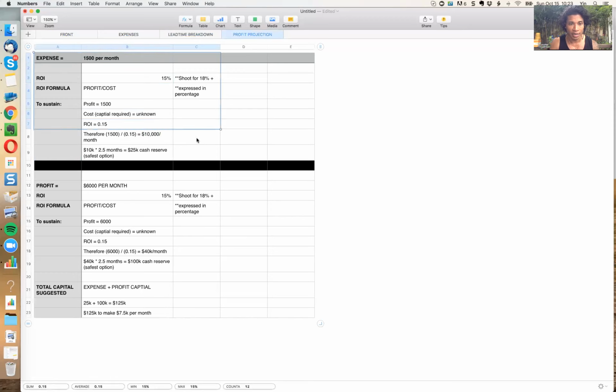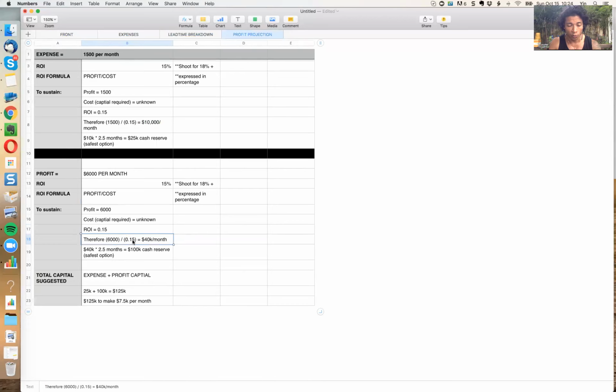Now we're going to take the same exact calculation and calculate our desired profit. So for this example, let's say we want to make $6,000 per month in pure profit, after paying all our VAs, employees, and software. So we want to make 6 grand per month. We're shooting for a minimum ROI of 15%, therefore our profit over our ROI, which is 15%. So we need $40,000 per month in purchases, okay? That means you've got to spend $40,000 per month buying products.